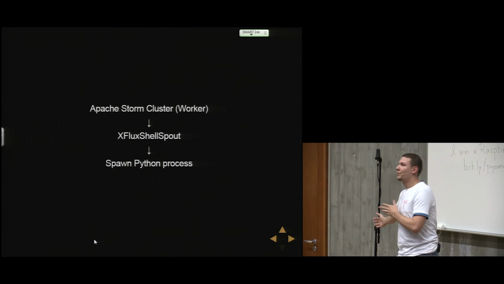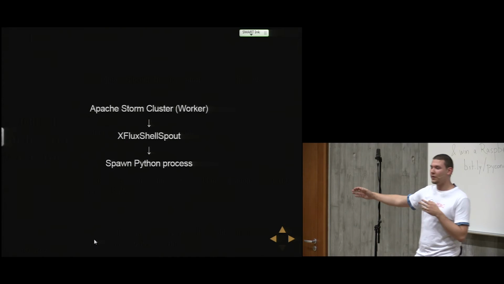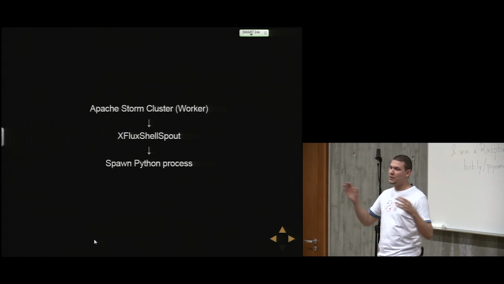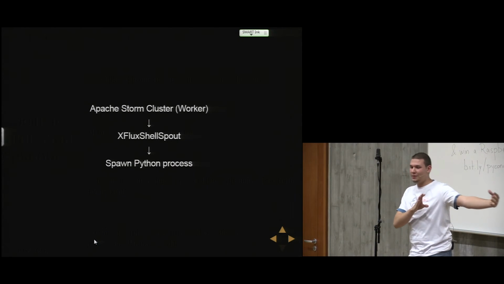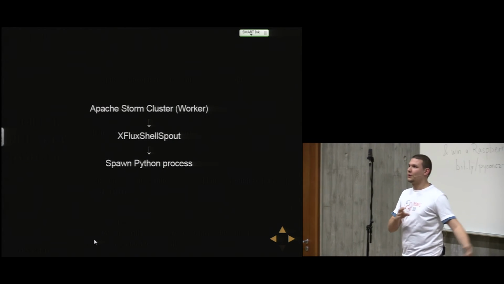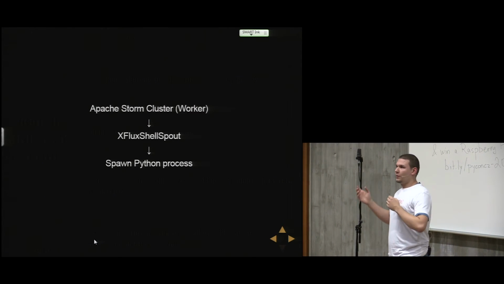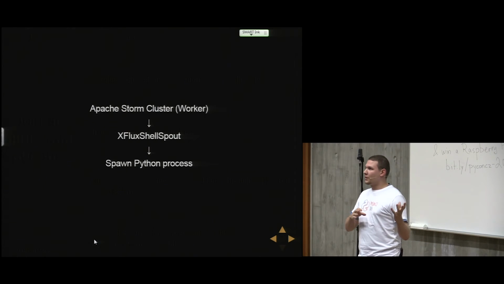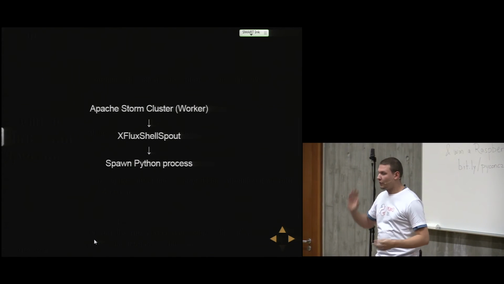So where Apache Storm used the Flux shell spout, we substitute our custom Xflux shell spout, and we also have control over how to spawn the process for Python or whatever you need.